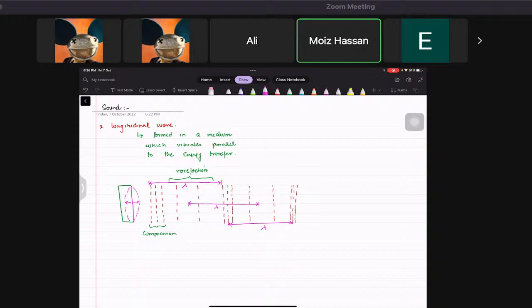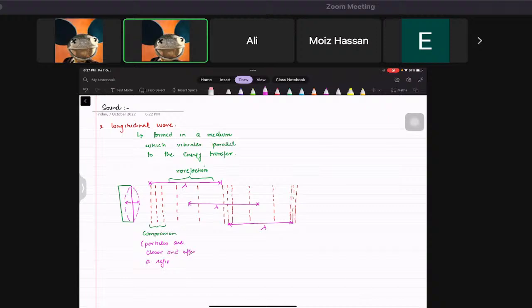So in a compression, particles are closer and offer a region of high pressure, because they're basically moving like this. In rarefaction, particles are moving away and offer a region of low pressure because there are fewer particles and they're moving away, so that's why. All right, you just need to remember that.